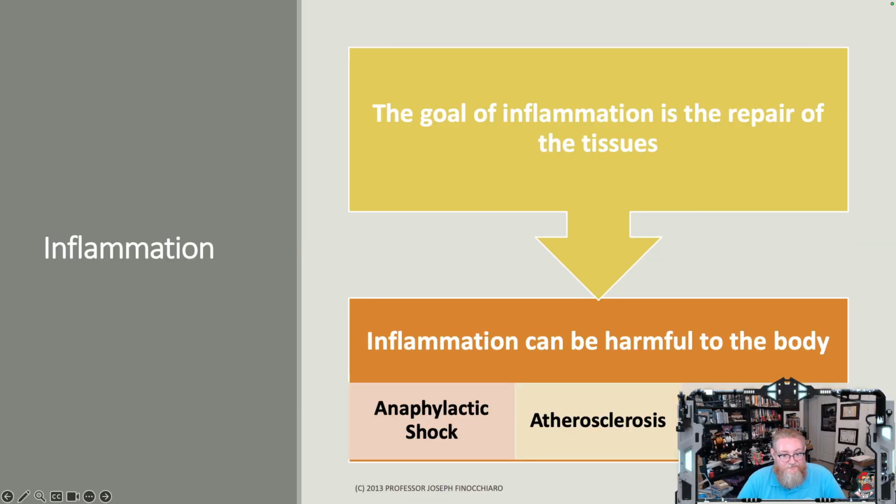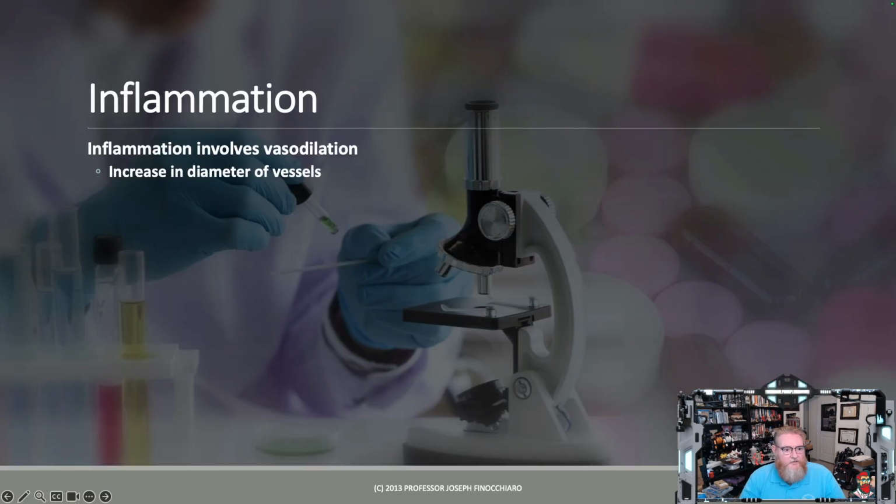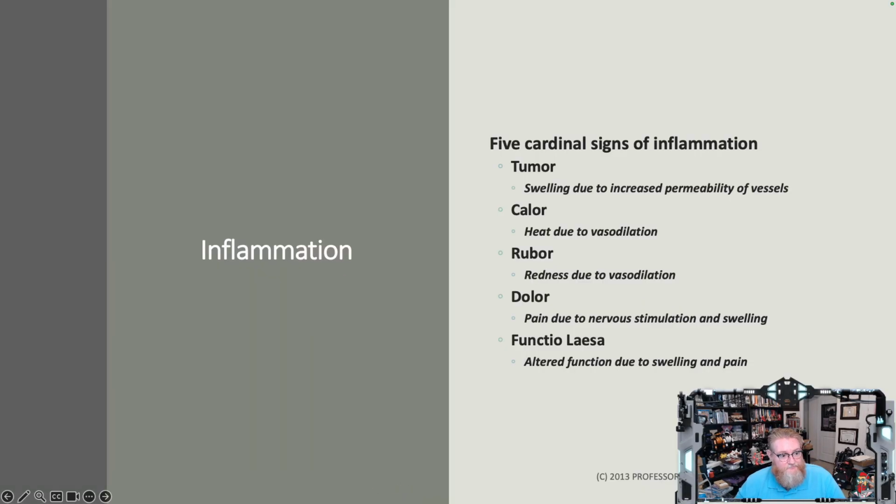The goal of inflammation is the repair of the tissues. And despite that, inflammation can be harmful to the body. So examples of inflammation can come from anaphylactic shock, atherosclerosis, or even rheumatoid arthritis. Inflammation involves vasodilation, which is an increase in the diameter of blood vessels.